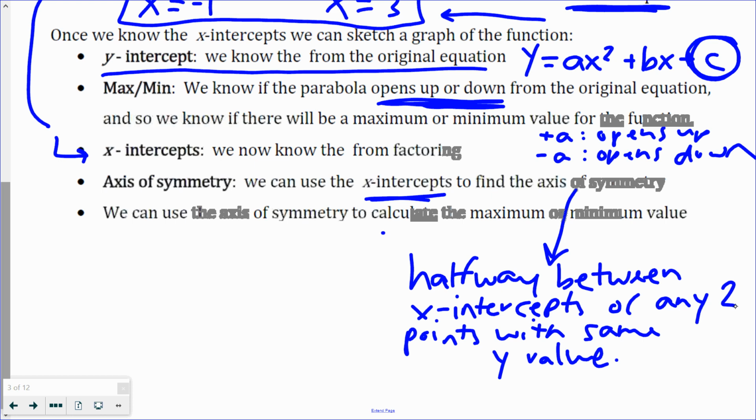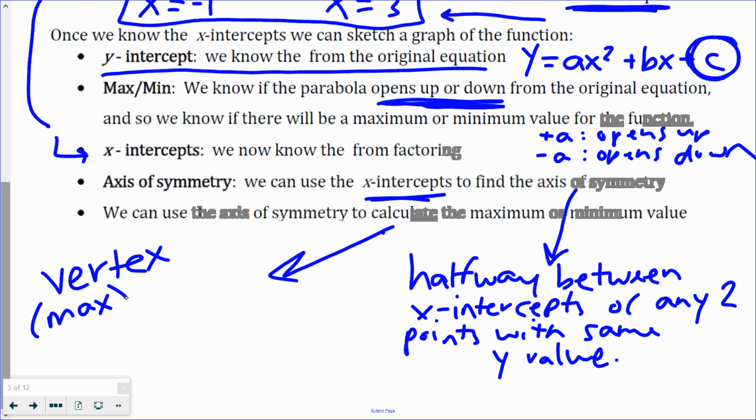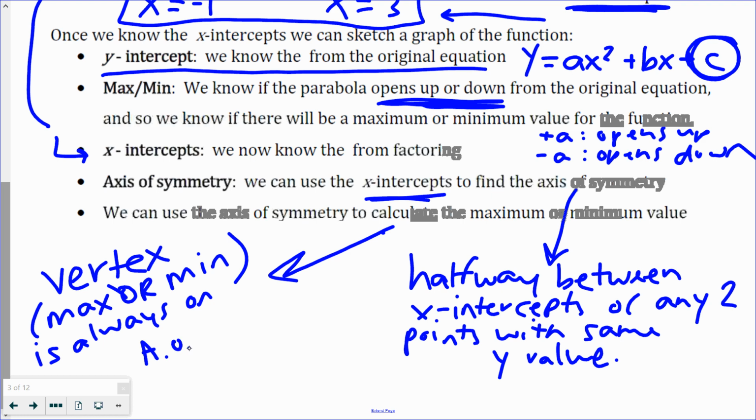And from there, this is going to be a big process, we can use the axis of symmetry to calculate the maximum or minimum value. Our vertex, again, that's either a maximum or a minimum. Max or minimum is always on the axis of symmetry.